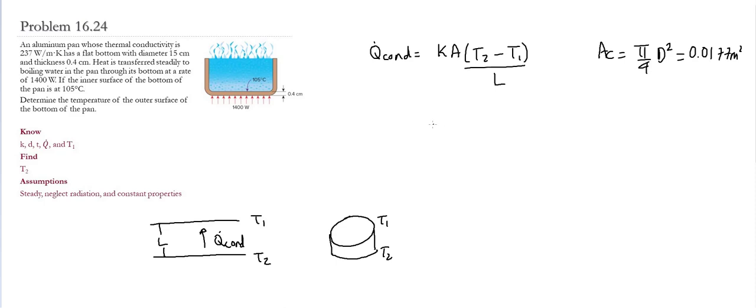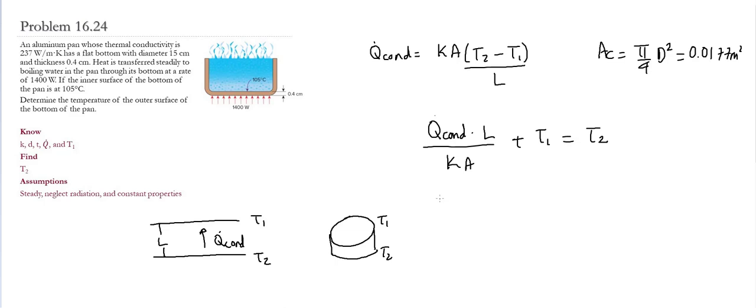We're going to solve this equation for T2, which is the outer surface temperature that we're looking for. That is simply going to be Q conduction times the length divided by K A, plus T1, and that is equal to the temperature T2.